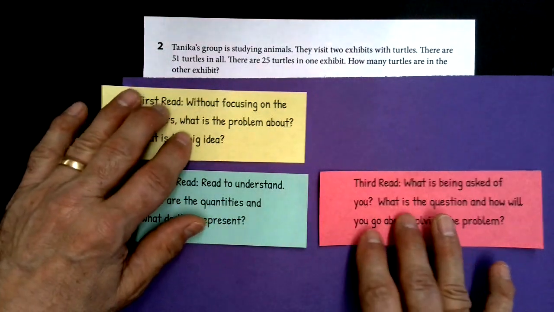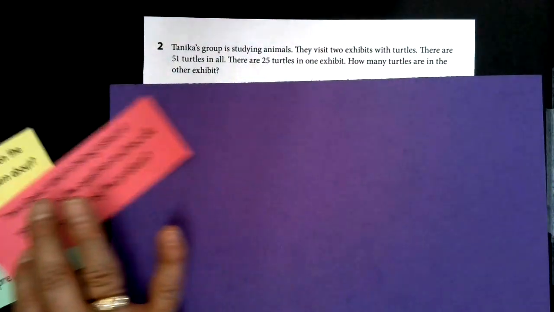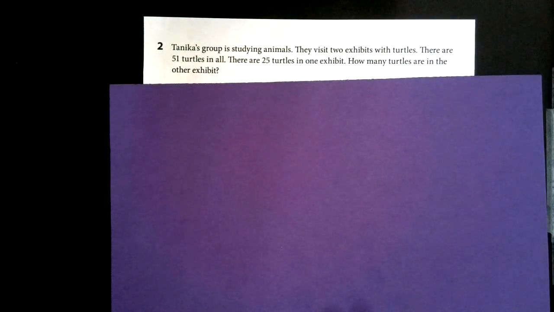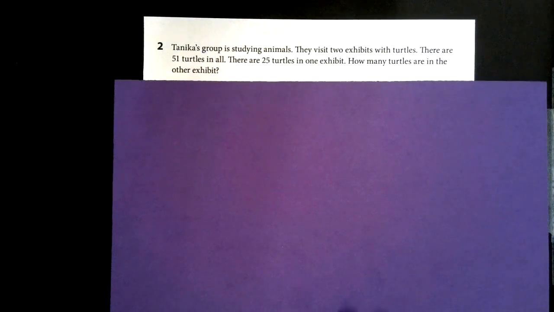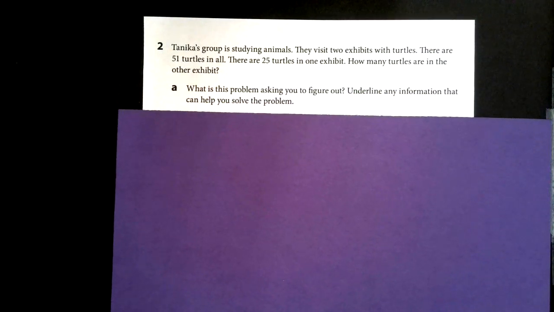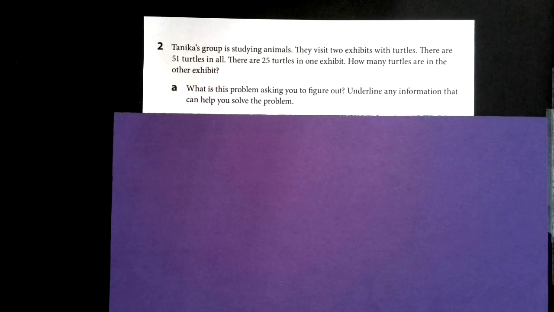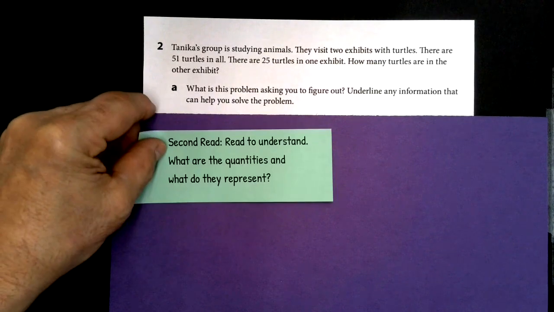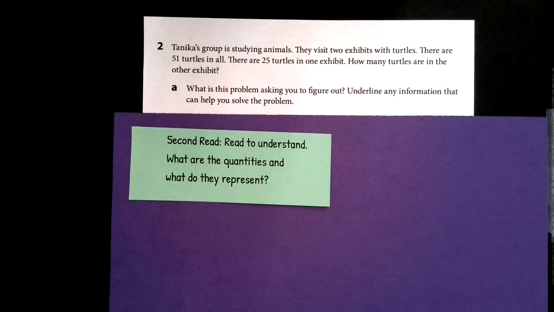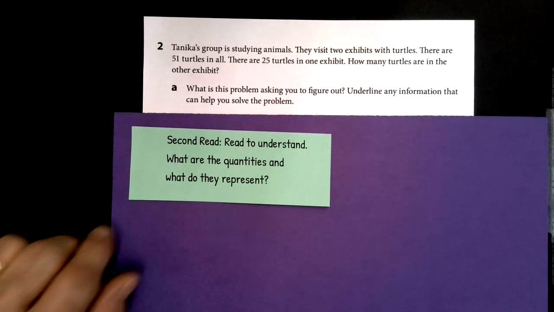All right, let's take a look. Let me get rid of these. Let's take a look at what they actually ask us. I'll bet our 3 reads help us. What is the problem asking you to figure out? We already talked about that because our 3 reads led us there. Underline any information you can that will help you solve your problem. And I'm thinking that that is the information from our second read. What are those quantities that we're looking for? The ones we know and our unknown.